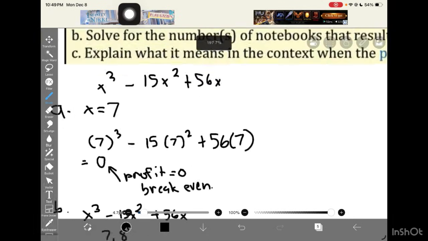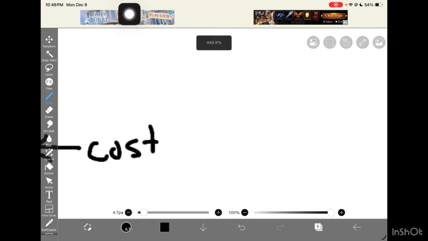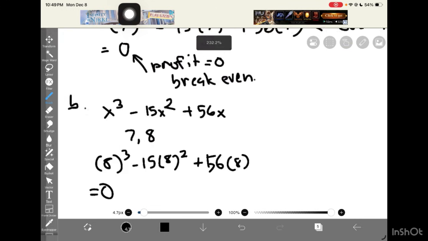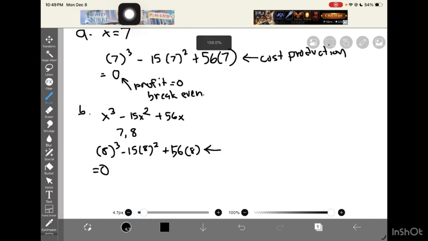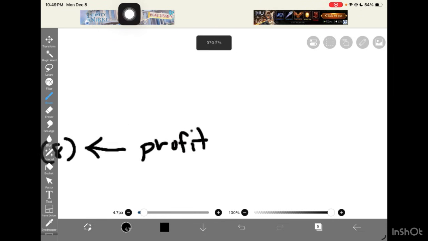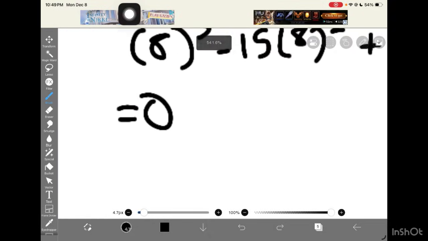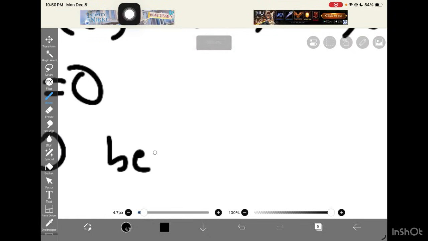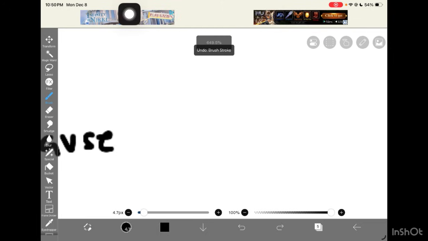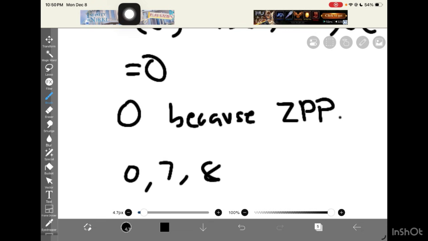For the first one, it's because of the cost of production, and this one is for the profit. Whenever you have this type, it's usually a curve. And of course we also have 0, since it's all multiplied, right, by the zero product property. So the answer is 0, 7, and 8.